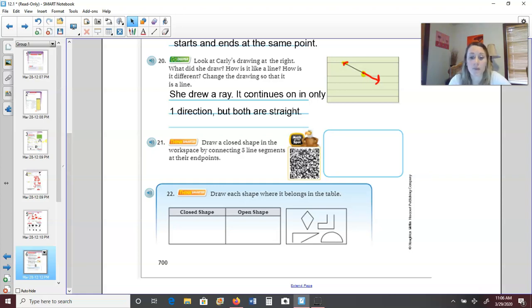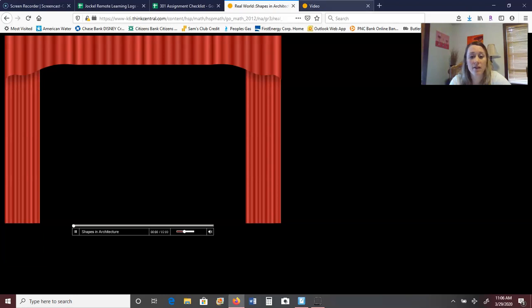But let's take a look at what the question is asking. It tells us to draw a closed shape in the workspace by connecting 5 line segments. So boys and girls, what that basically is telling us is that we need to draw a 5-sided shape, and it has to be closed. So we have to start and end at the same point. So let's take a look at our video.